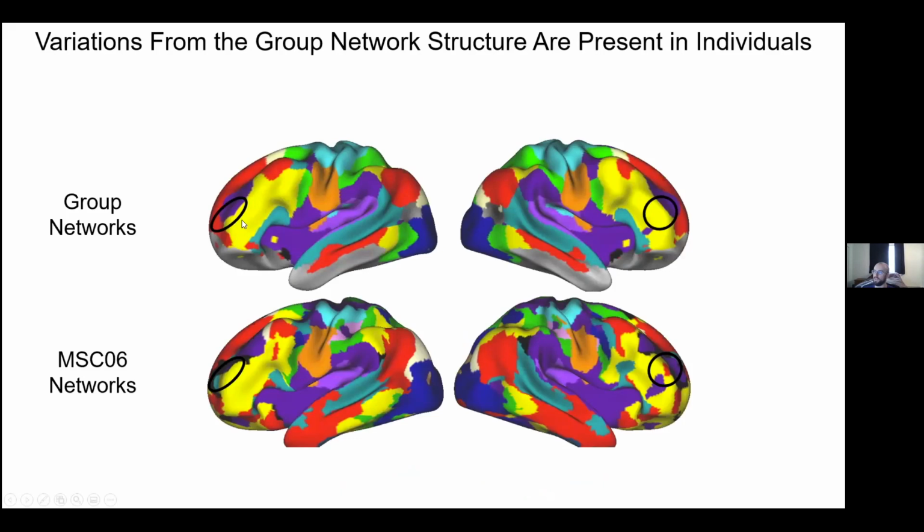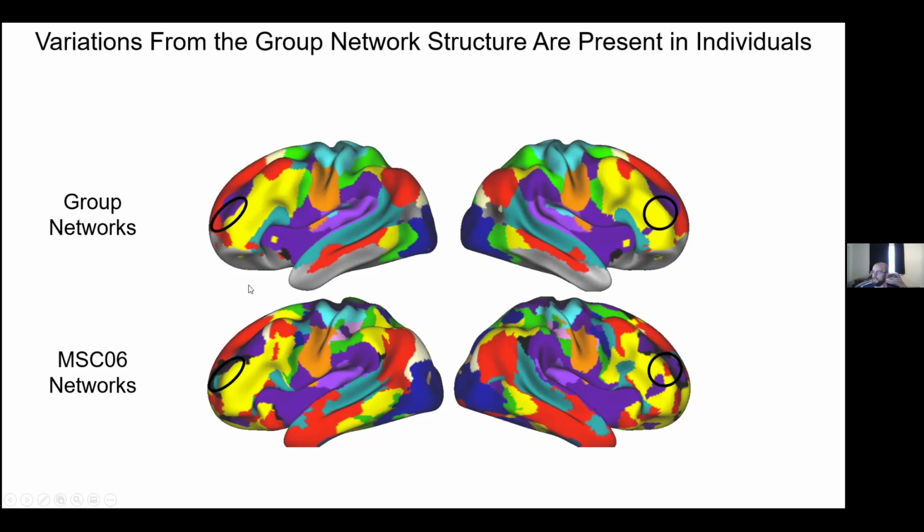And so far, in every individual we've looked at, we find these consistent variations from the group network structure in functional connectivity. So just to give you an example, this up here would be an example of a group level network structure that I just showed you. This is going to be very similar to the Jonathan Power one that I showed just before. And you can also compare that to networks of individual subjects.